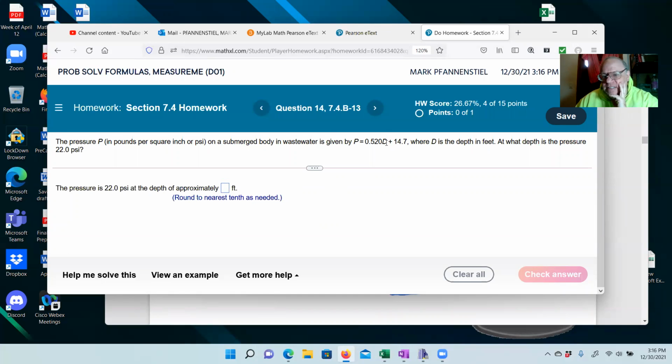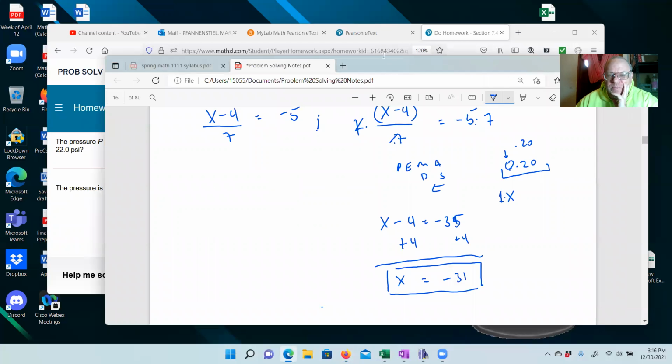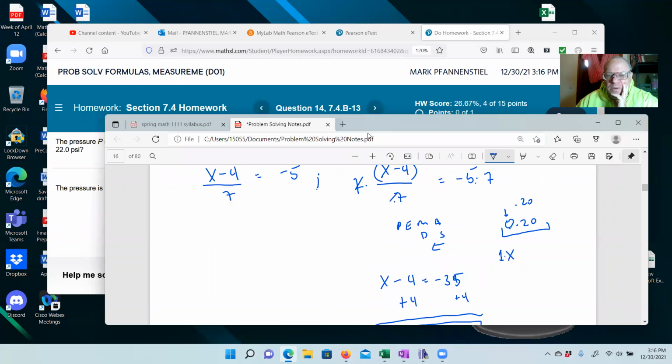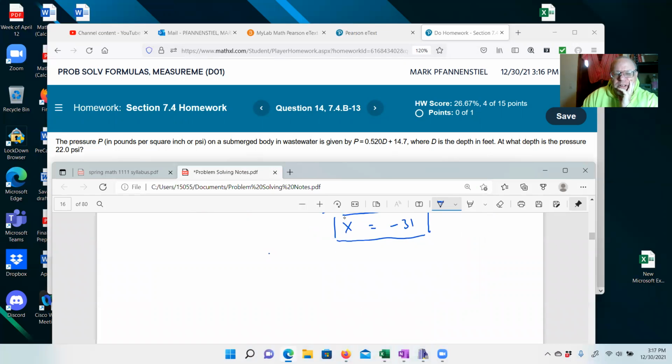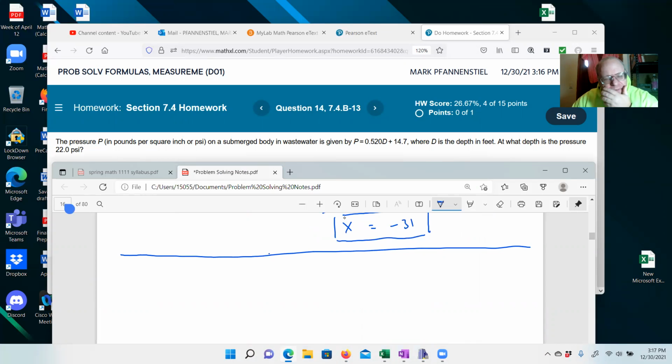D, I guess that's the depth, plus 14.7. At what depth is the pressure 22 psi? I've been trying to model this as we've been doing problems. I know I could have done a better job, but what I'm going to do is fish the information out.